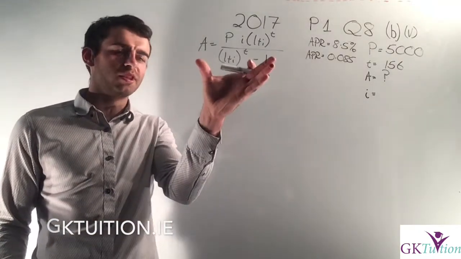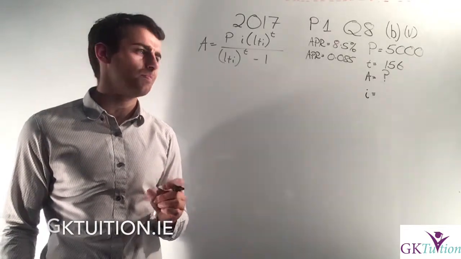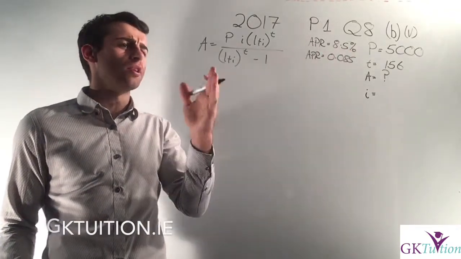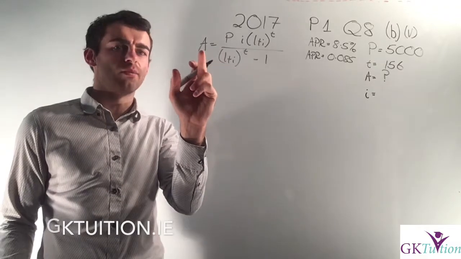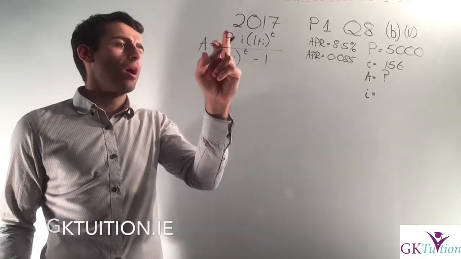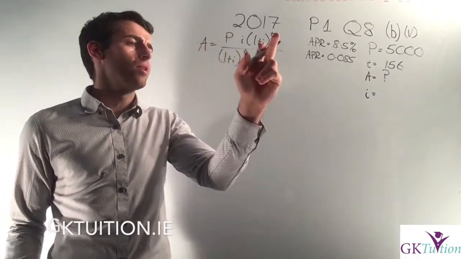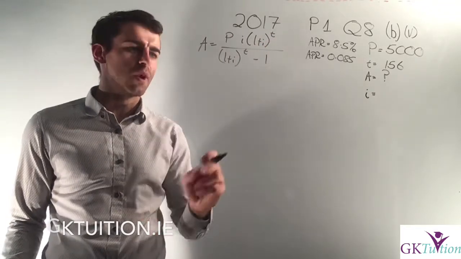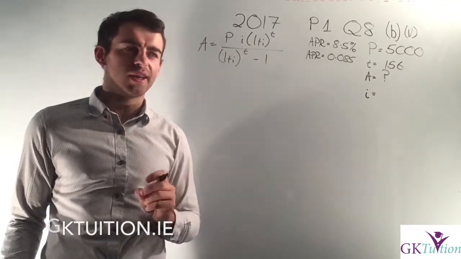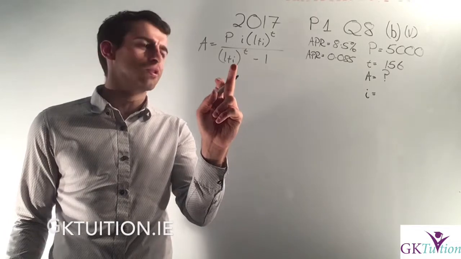But in this case I'm going to do it by using the amortization formula. If I use the amortization formula, I'm looking for A, so I'm looking for the value of the repayment. I know that P is 5,000 and I know that T is 156. My only concern is that I don't know what i is. i is the weekly interest rate.